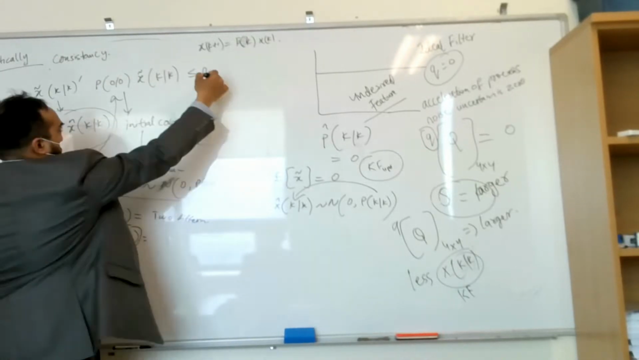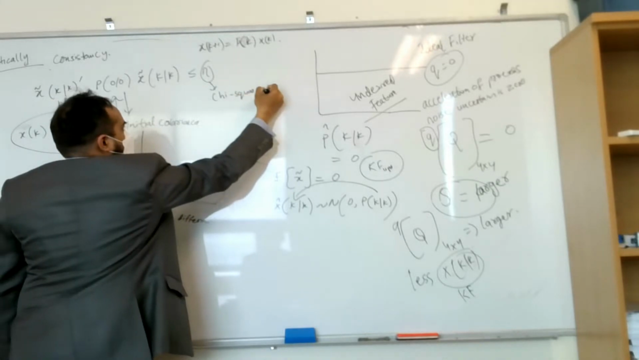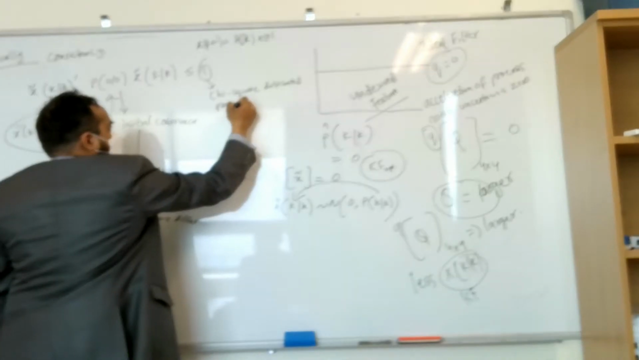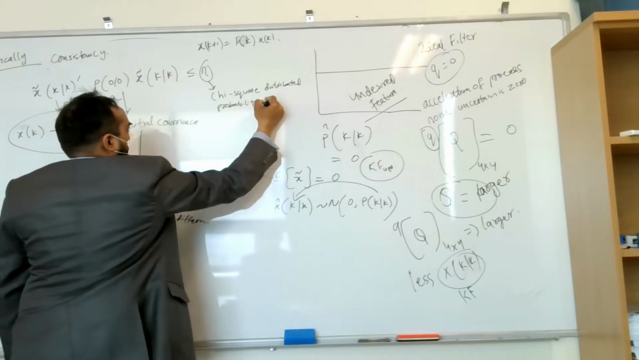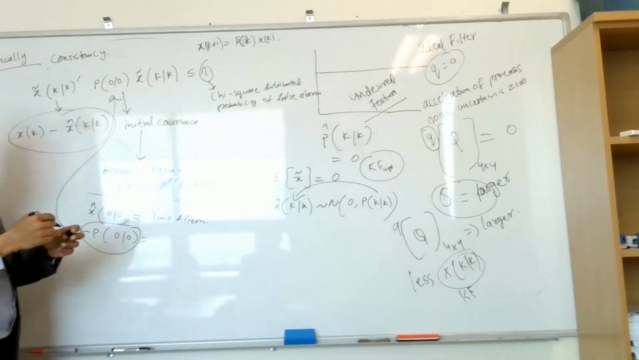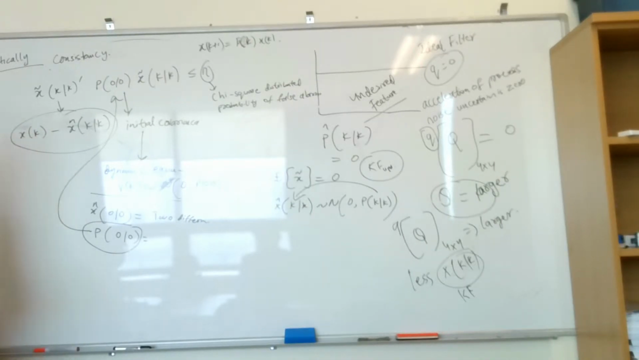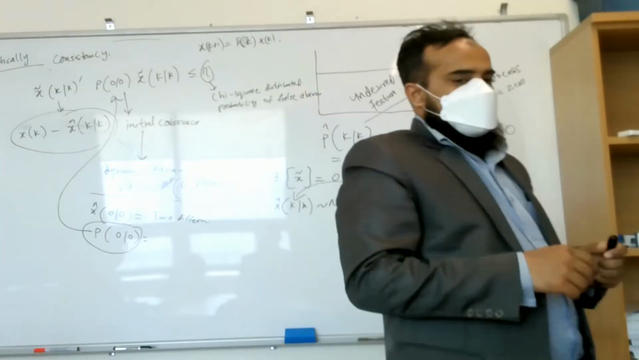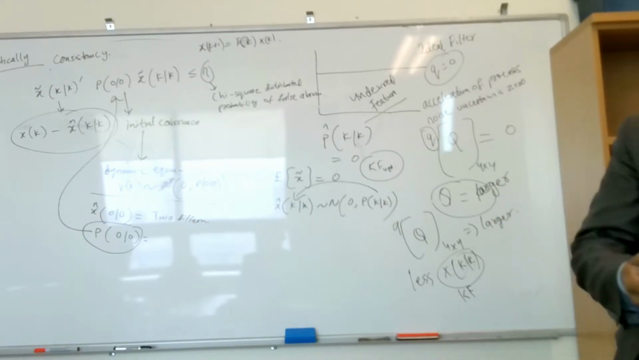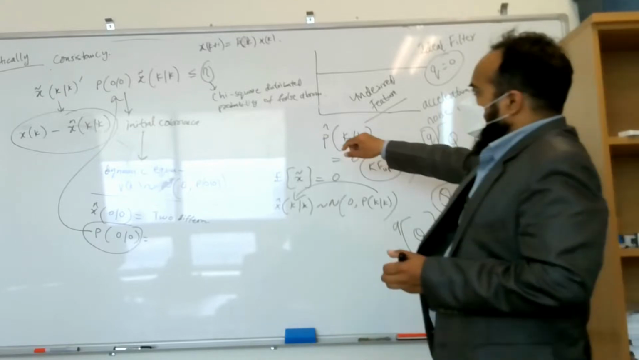Okay, and this is the chi-square distributed probability of false alarm. Due to other false alarms, maybe the two trajectories, the filter is confusing with the true trajectory because of many false alarms. So we have to check with the chi-square probability.